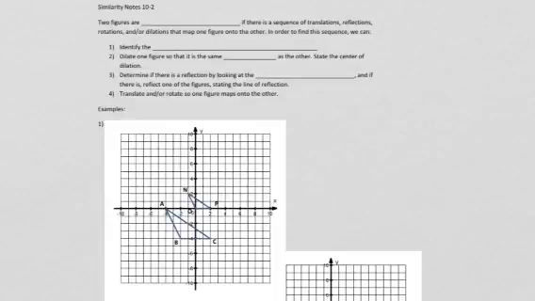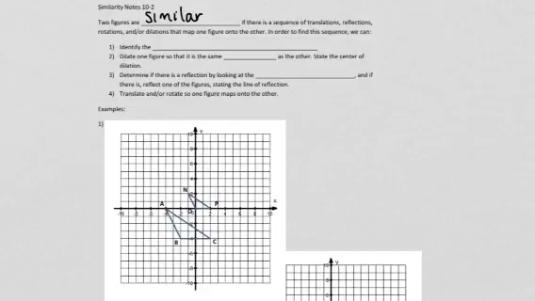This lesson builds upon the last lesson, which was about dilations. So today we're talking about similarity, and in Math 8 we want to prove two things are similar by using transformations. So we can use dilations as well as the other three to prove two figures are similar. Two figures are similar if there is a sequence of translations, reflections, rotations, and/or dilations that map one figure onto the other.